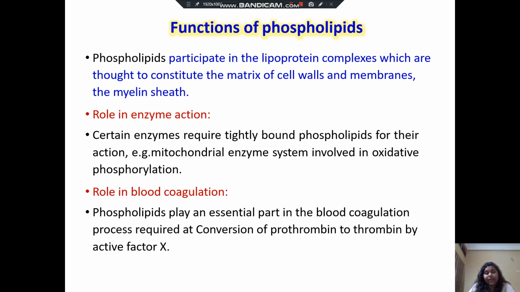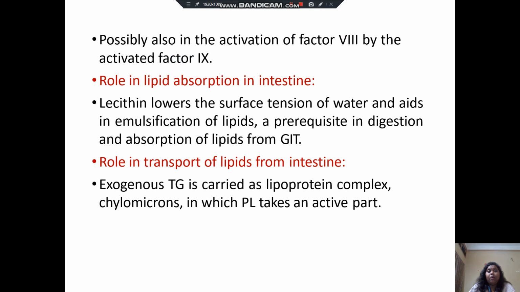Then role in blood coagulation. Phospholipids play an essential part in the blood coagulation process required for conversion of prothrombin to thrombin by active factor X. Possibly also in the activation of factor 8 by the activated factor 9.